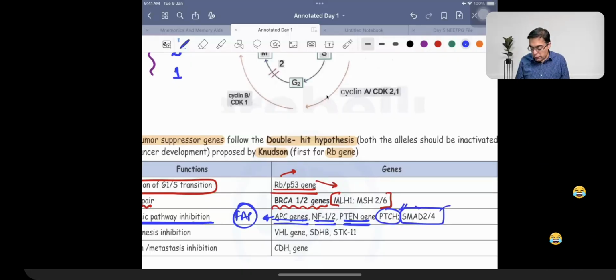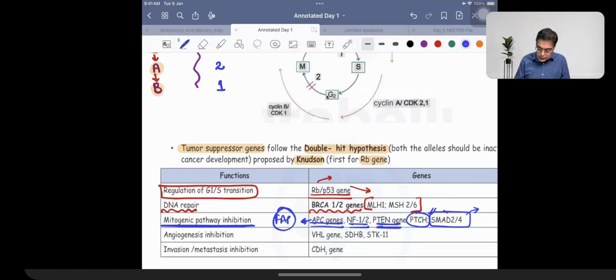SMAD is going to be associated with development of polyps. What kind of polyps would you associate with SMAD? Of course, juvenile polyp. Right? So obviously you are cracking the answers very comfortably. Then INI question, angiogenesis inhibition, VHL.